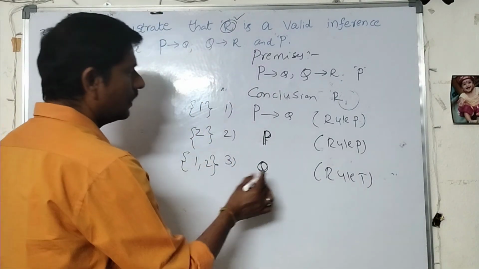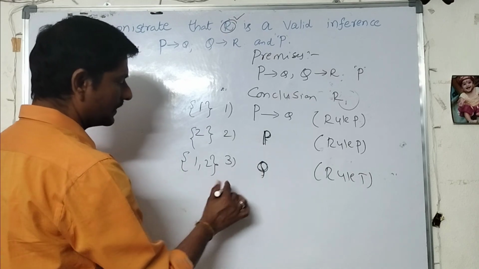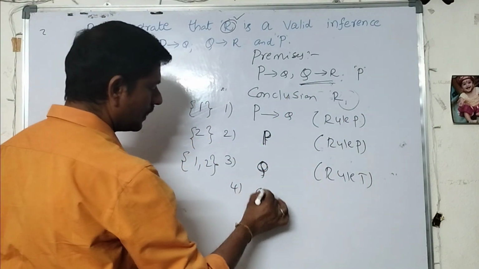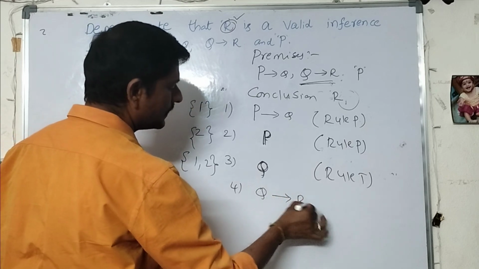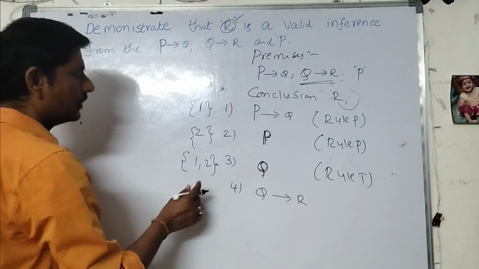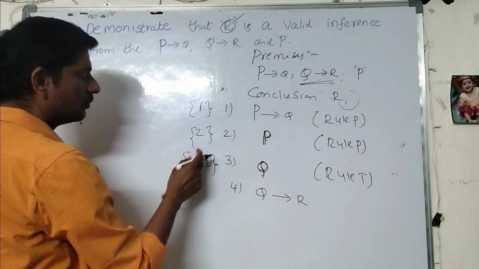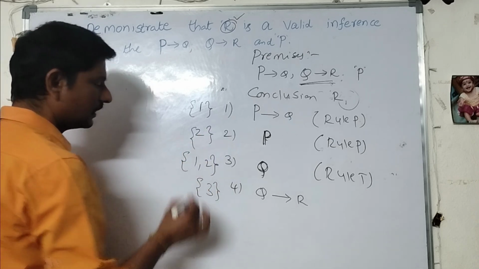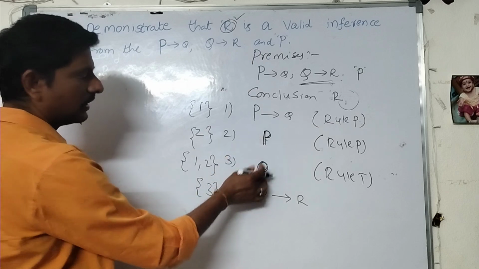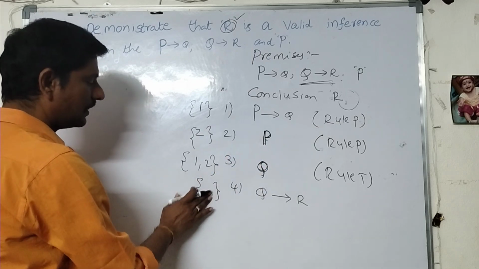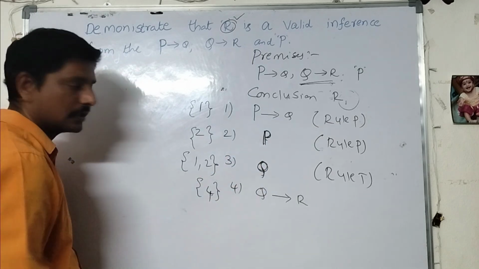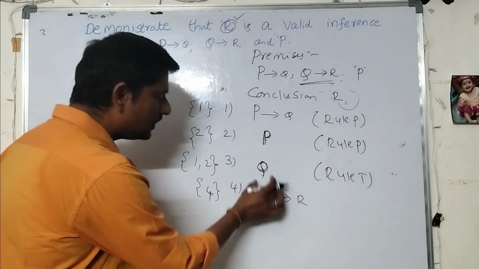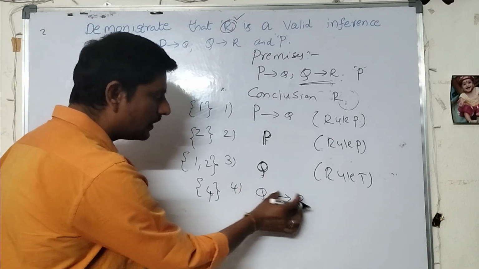Now I am introducing one more premise. What is the premise remaining? Q implies R. So I am introducing Q implies R now. I introduced one premise, two premises, and now I am introducing the third premise, or 1, 2, 3. This is also a premise. So I am introducing the fourth premise. So Q implies R.